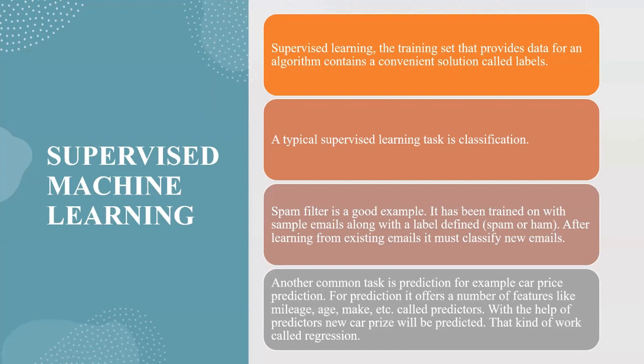I think that all of you know about the spam filter in your email box. Your spam filter works like a machine learning model because it has the ability to distinguish between the emails that are useful for you and those that are useless for you. In the second example, let's take car price prediction. For prediction, it uses a number of features like mileage, age, make, etc. These are called predictors. With the help of these predictors, you can predict the price of a car. This kind of work is called regression.